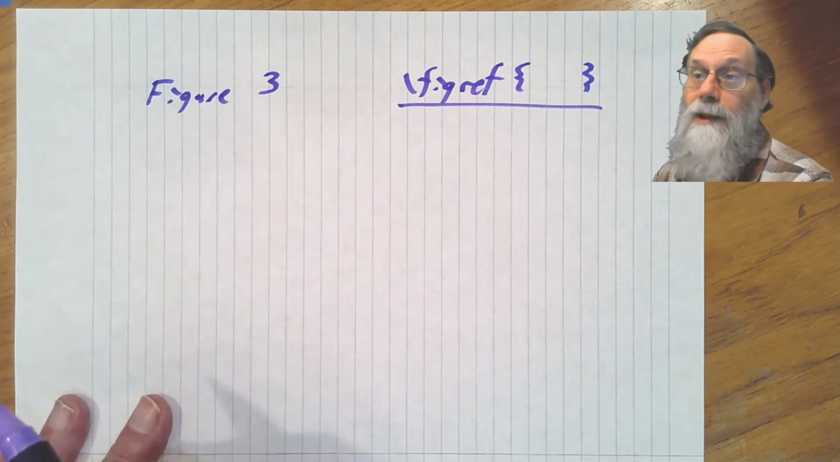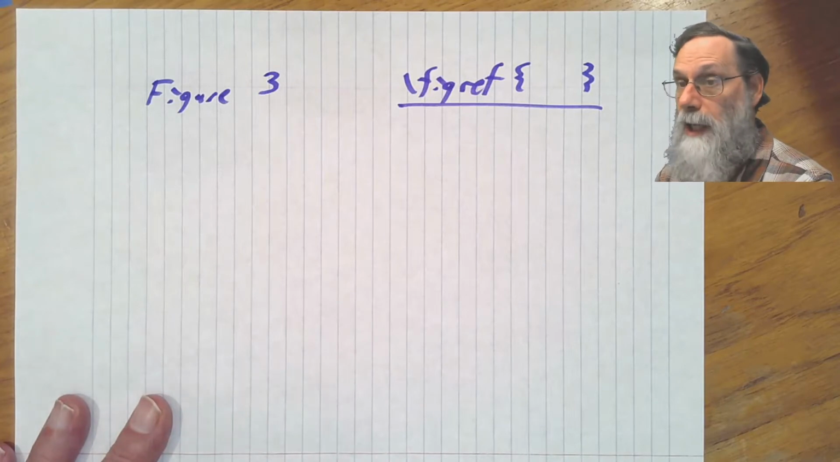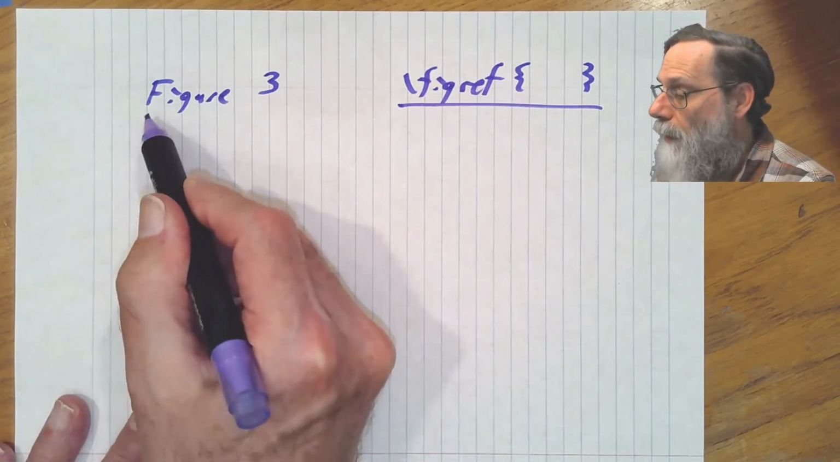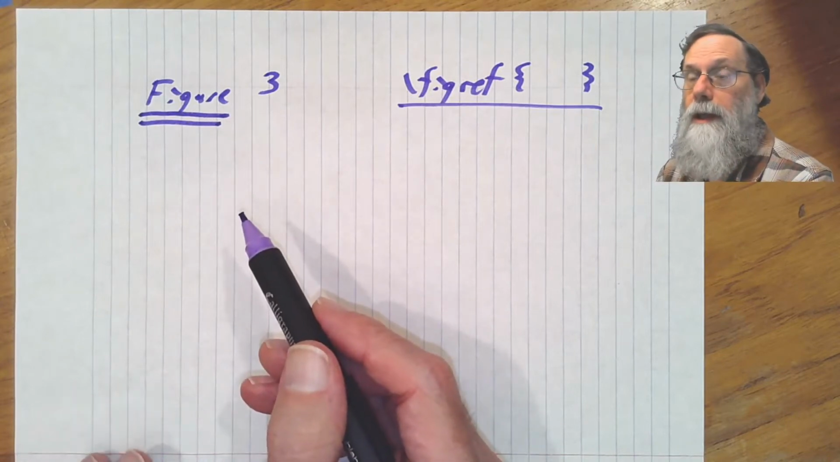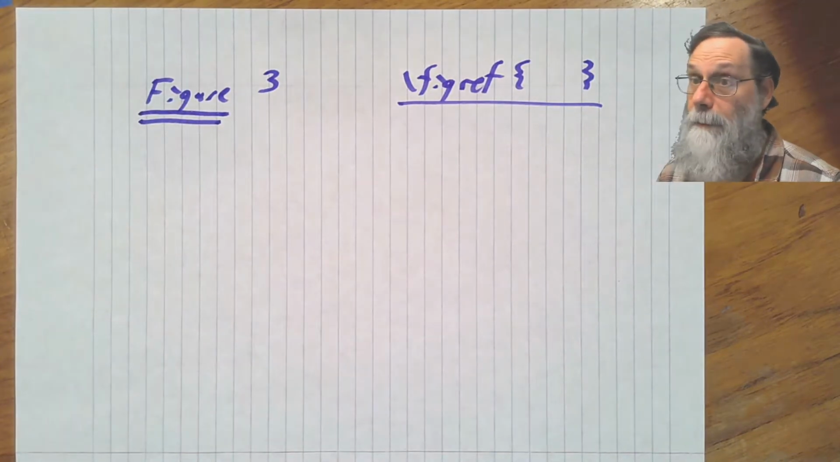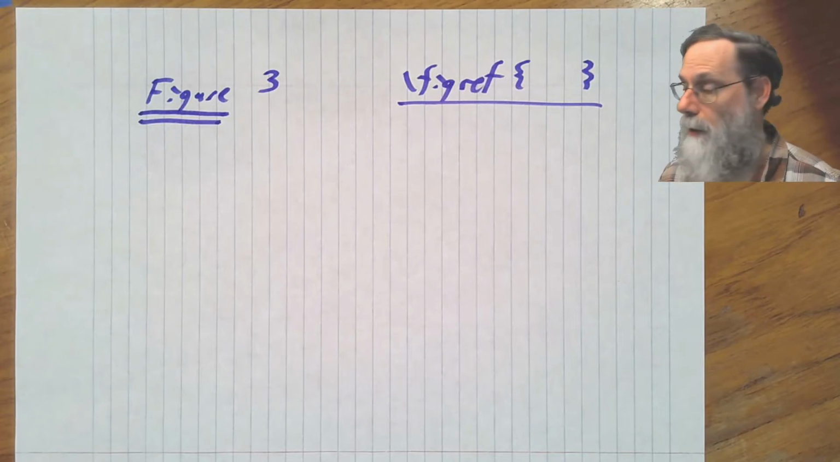But if for some reason you need to refer to a figure that's outside yours, like a figure in something you're citing, the correct thing to do is to capitalize the word, because it's a name. Figure 3 is the name of a figure, and so as a proper noun it should be capitalized.